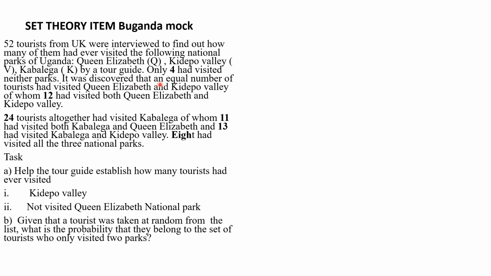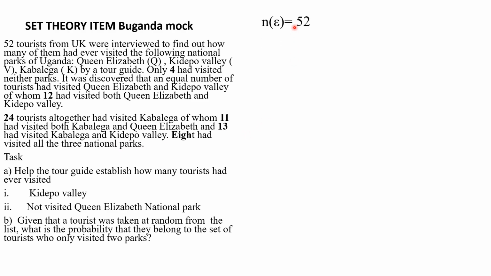Then it was discovered that an equal number had visited Queen Elizabeth and Kidepo Valley. This means that those who had visited Kidepo Valley and Queen Elizabeth were the same in number. Then 12 had visited both Queen Elizabeth and Kidepo Valley. Now we don't have "only" here, please, so you should consider that as well. Then 24 tourists altogether had visited Kabalega, of whom 11 had visited both Kabalega and Queen Elizabeth, and 13 had visited Kabalega and Kidepo Valley. 8 had visited all the 3 national parks.